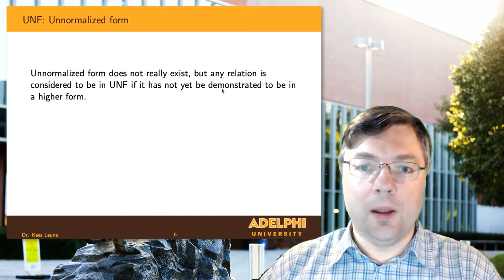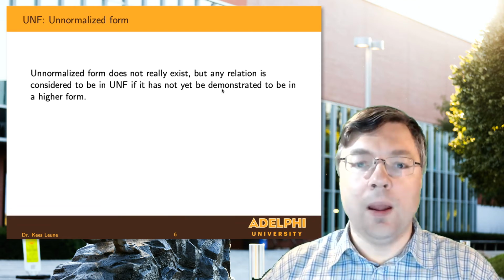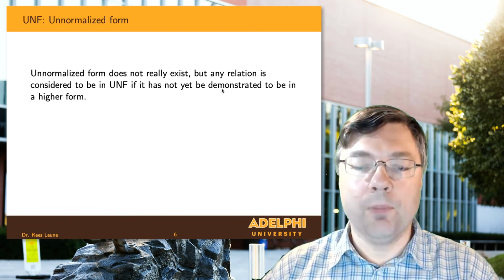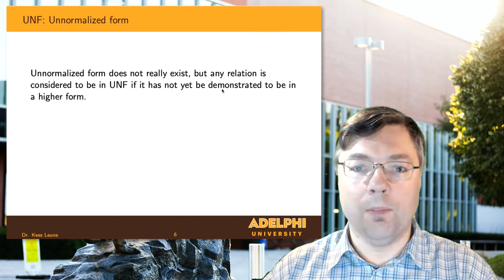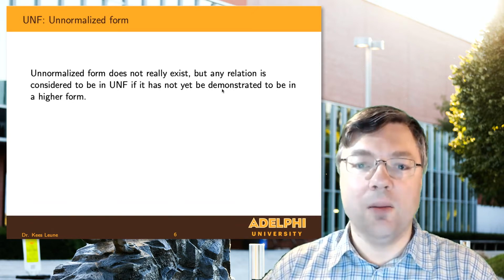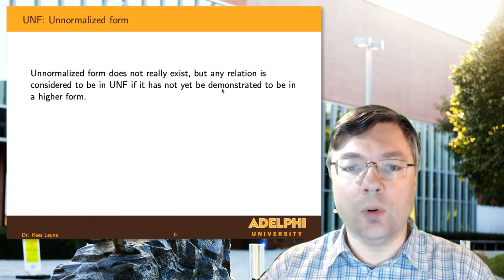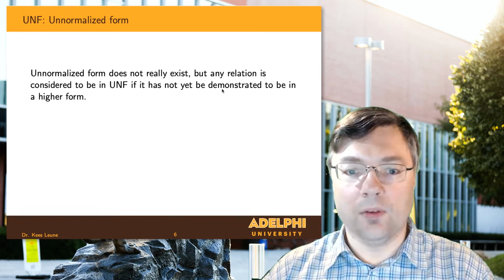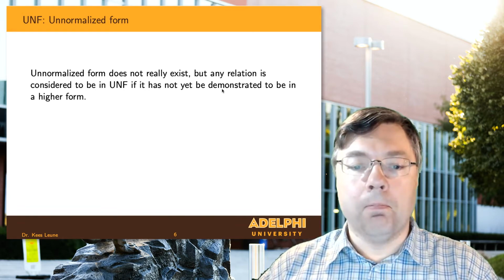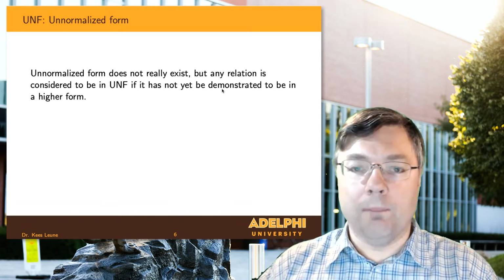So from the beginning, we have to realize that we analyze our database schema one relation at a time. We don't consider the entire schema for normalization. We consider individual relations to be normalized. So let's start at the beginning.